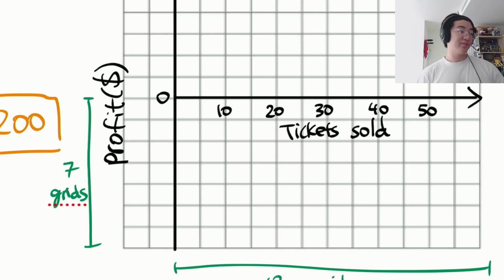Because we want to fit all the important information in there, but we're only given 12 grids. Realistically, we could just do 0 to 100. We could do that too, but it will be harder for us to plug numbers in between because I have to count the grids.